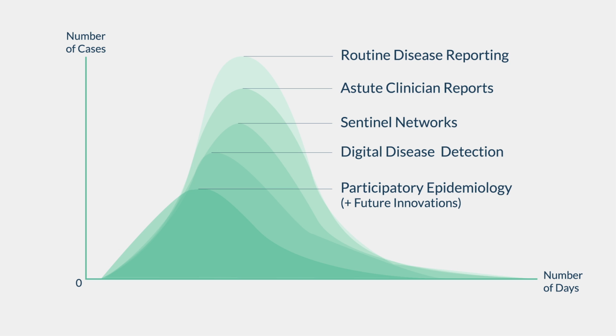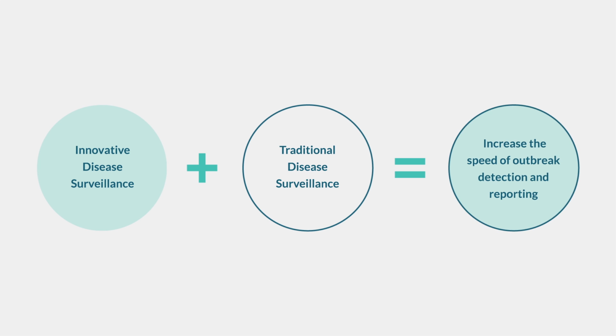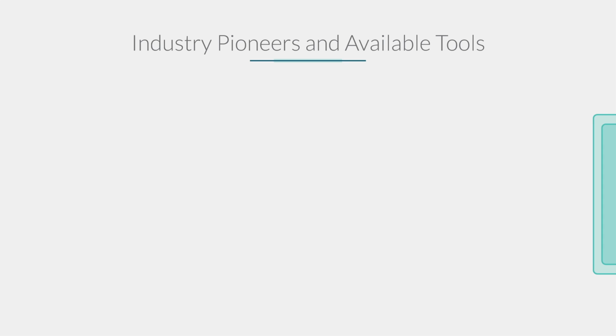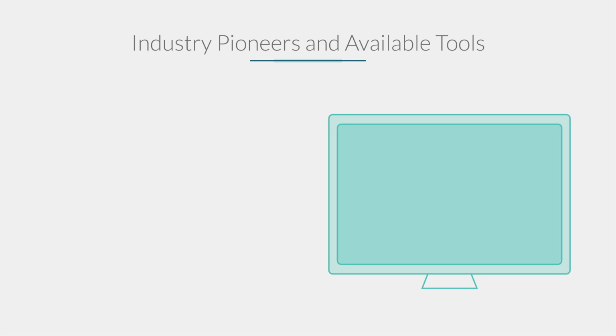This is thought to be due to the adoption of innovative surveillance methods that increased the speed of outbreak detection around the world. As we discussed earlier, innovative disease surveillance methods, when used together with traditional disease surveillance, can increase the speed of outbreak detection and reporting. Next, we will introduce several available online tools and information sources for rapid disease detection and reporting. We'll start with the industry pioneers.